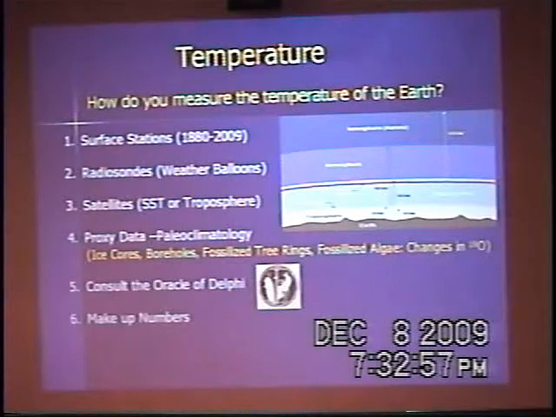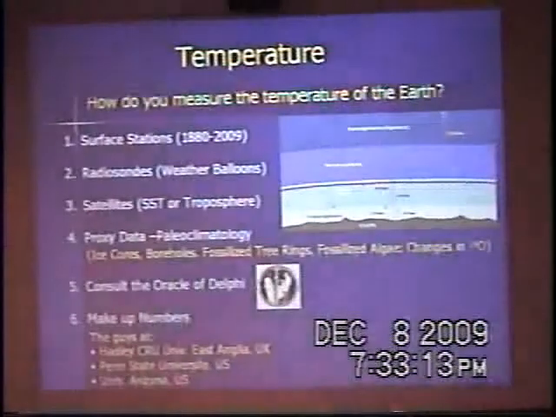Down in Antarctica, we may be sampling snow that fell 400,000 years ago. And so we can measure the CO2 in that sample and also measure the temperature based on the O18 content. Or we can consult the Oracle.